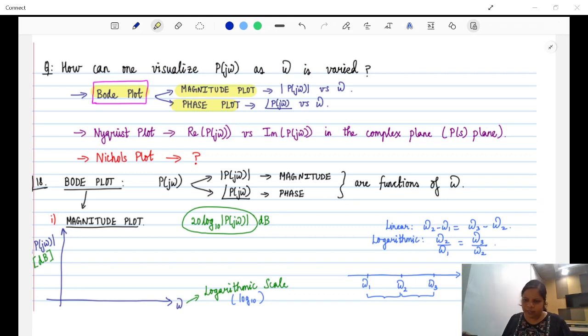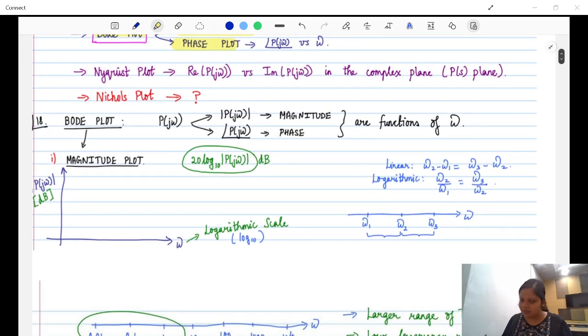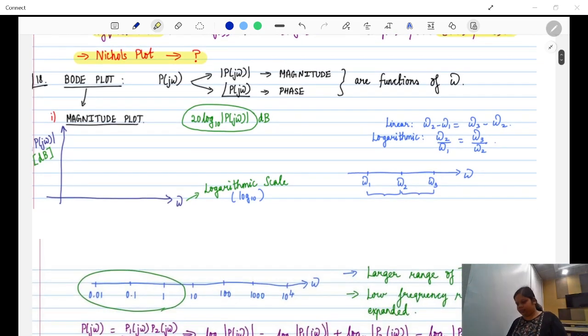Then next time we'll have the Nyquist plot also, where you'll have plots between the real value and imaginary value of the transfer function in the GS plane. This would be an important factor. It would no more be in the S plane, it would be in the GS plane. So we'll see that. And Nichols plot is also one of the things that help us in determining the stability criterion.